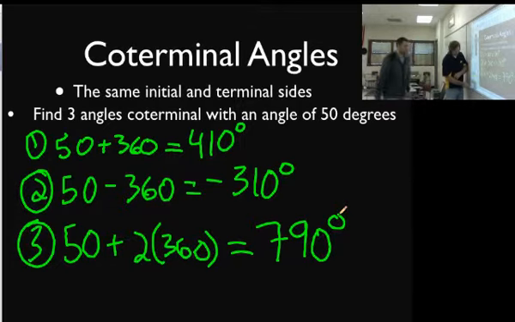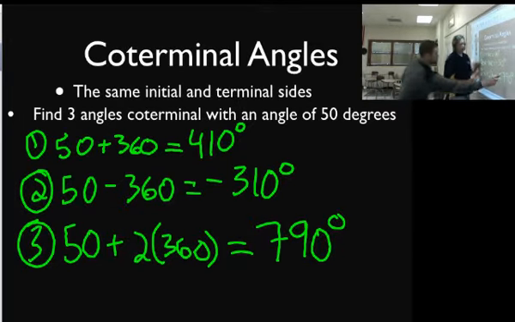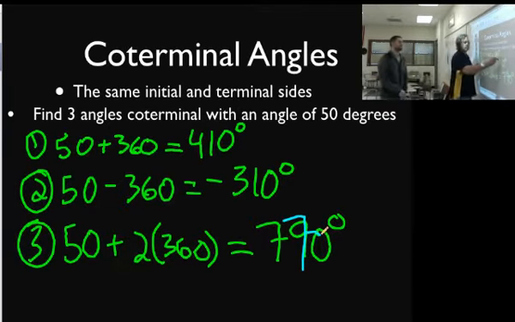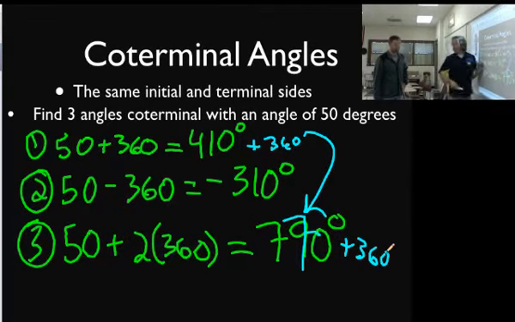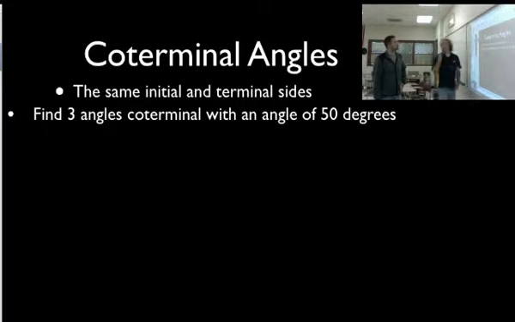Another way to look at that, you could have just taken this one, 770, and added 360 to it. And got the 770. And then add 360 if you need another one. Then add 360, add 360. Okay, now that sounds great.